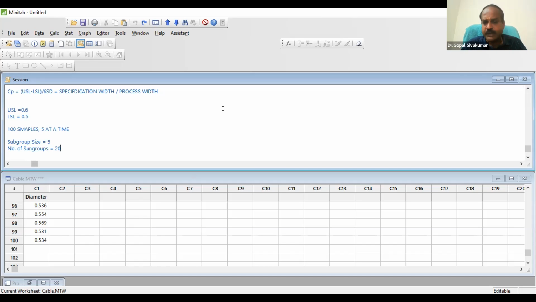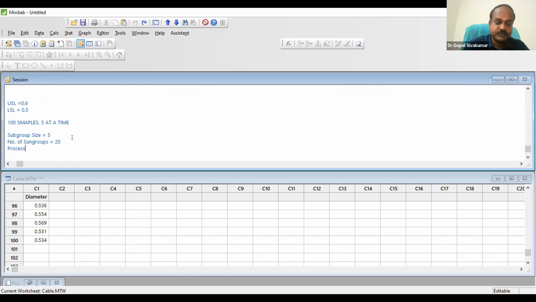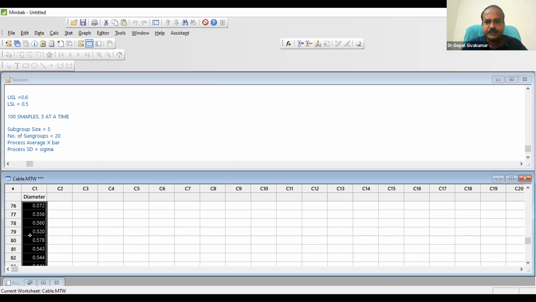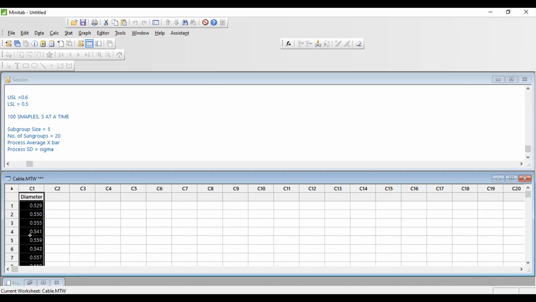All of you please pay attention, otherwise you can't understand the subject, right? So number of subgroups is 20, subgroup size is 5, upper spec is known, 0.6, lower spec is known, 0.5. Process average is required. What is process average? X bar. Process standard deviation is required, isn't it? What is process standard deviation? Your sigma. Tell me where from I can calculate sigma and X bar. Can I use this data in hand? Yes, I can use this data in hand.